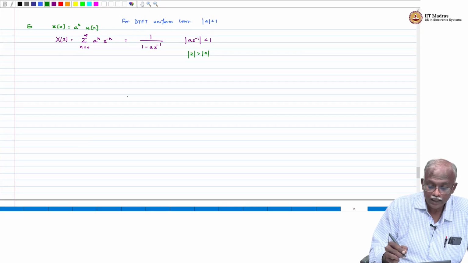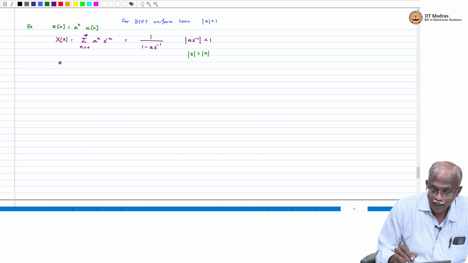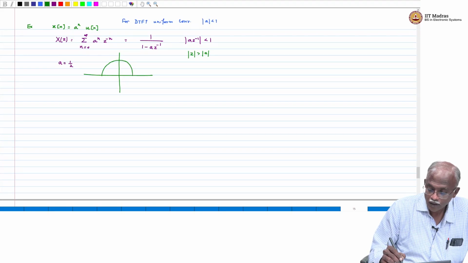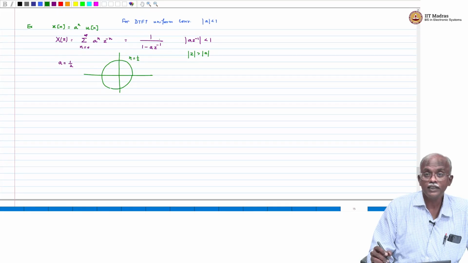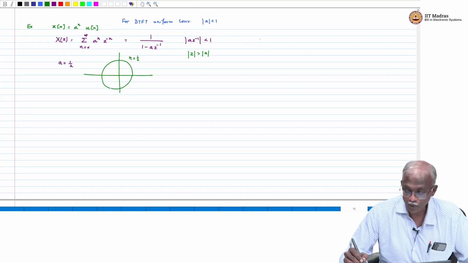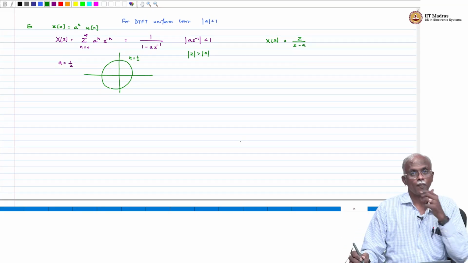Very, very interesting. Now, supposing we take the value a equal to 1/2. Please sketch the region of convergence. The region of convergence, a circle with radius 1/2, r equal to 1/2. Does this system have a pole? Yes, it has got a pole. Maybe we can do the pole zero expression right here. So, X of z is equal to z divided by z minus a, if you simplify this.